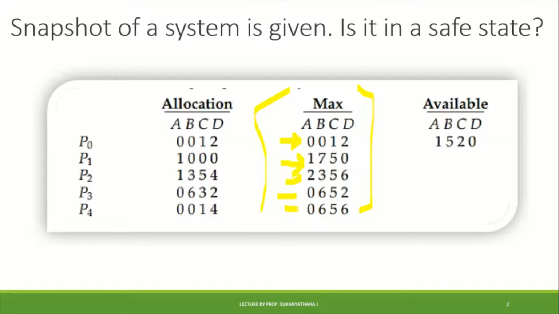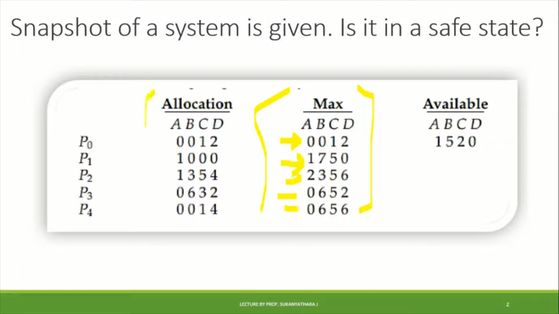So when the process is created, it tells the operating system, I need this much resources to execute. That is my maximum requirement. So simply the operating system will not allocate more than that. It is not required. So when the process is entering or created in the system, it tells what is the maximum requirement of each resource.